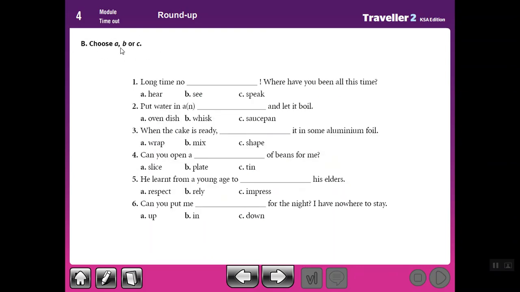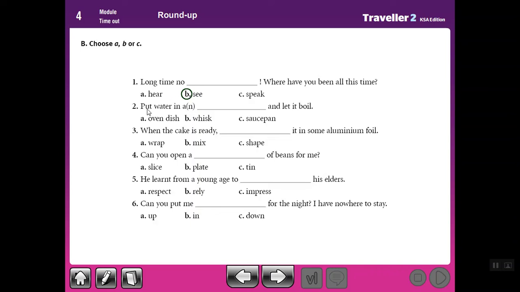Choose A, B, or C. Number one. Long time no see. Where have you been all this time? The right answer is C. Long time no see here is an English expression used as a greeting by people who have not seen each other for a while.